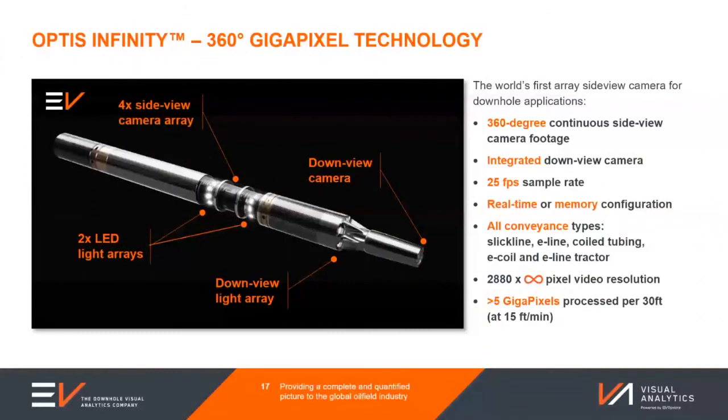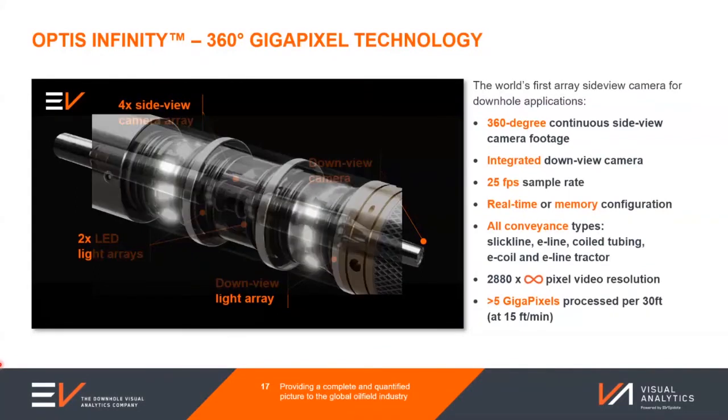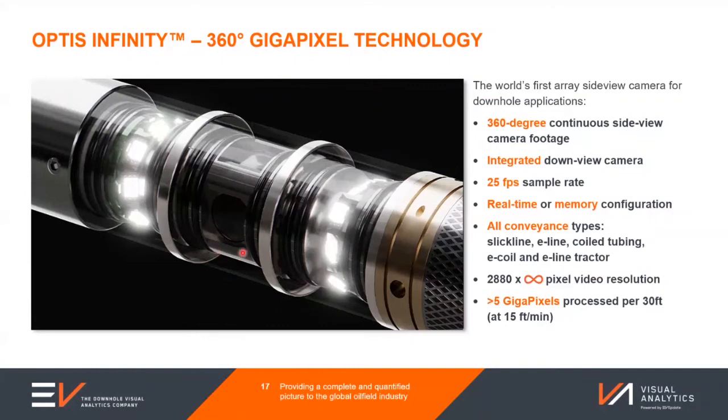So we'll start with OPTIS Infinity, the new camera technology itself. This has been a number of years in the making, and you can see that it consists of an array camera looking sideways at the pipe wall, and this is the world's first array camera for downhole applications, in combination with a conventional downward-looking camera sensor as well. But if we look at the smart part of the assembly, that's the array itself. We can see 4 identical camera systems aligned at the same point and pointing at 90 degrees from each other. Now, those camera systems have an overlapping field of view, so we actually capture a full 360-degree video image of the well without any moving parts inside the tool itself.